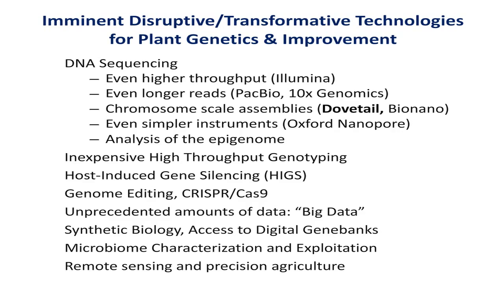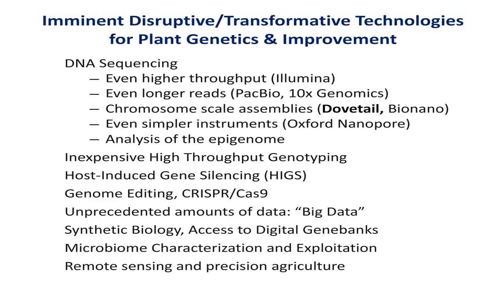So, you know, we live in interesting times in that we have at our disposal increasingly very powerful technologies that are really disrupting our ability to do plant genetics and use that knowledge for crop improvement. And there are a series of the ones that I've listed on this slide here. Obviously, a major driver for this is DNA sequencing. We're getting incredible throughputs, particularly from the Illumina machines. We're getting even longer reads. This is leading to chromosome scale assemblies that are a foundation for a lot of the work in terms of doing genetics and manipulating crop traits.